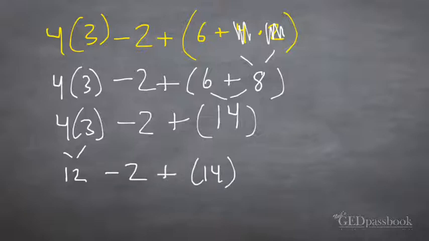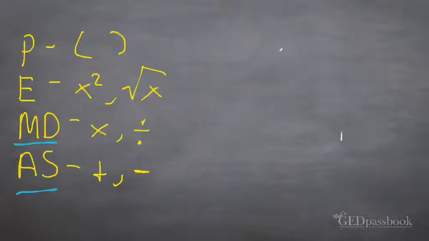Bring everything down, right? I'm bringing everything down. All right, what do you do now? You have 12 minus 2 plus 14. So you want to do the 2 plus 14? No, no, no. Remember this. Adding and subtracting are both equal. You just do whichever one comes first.